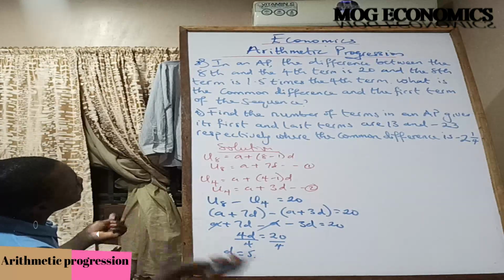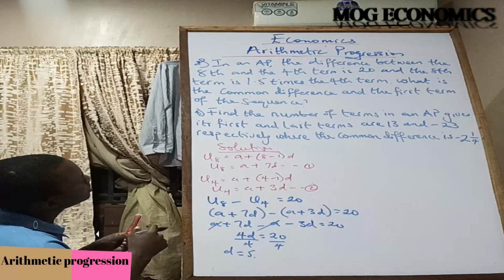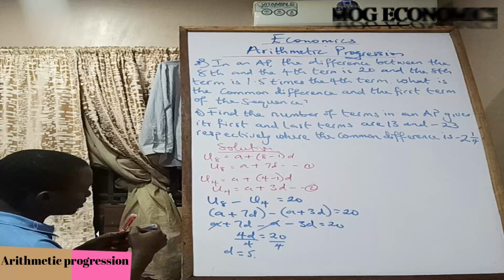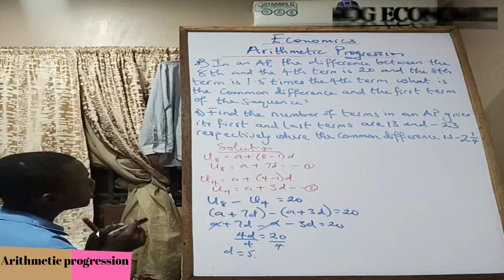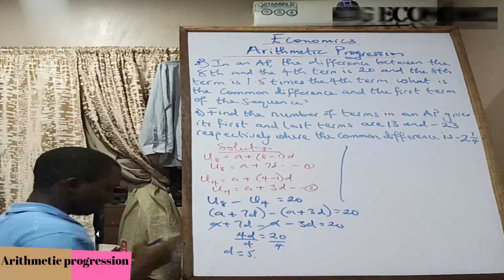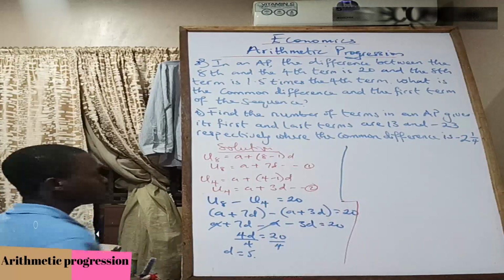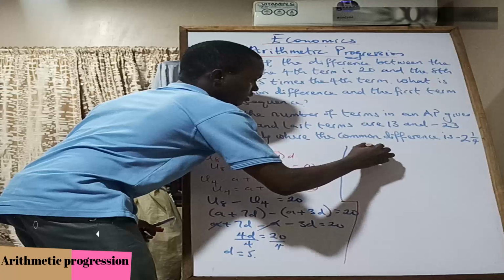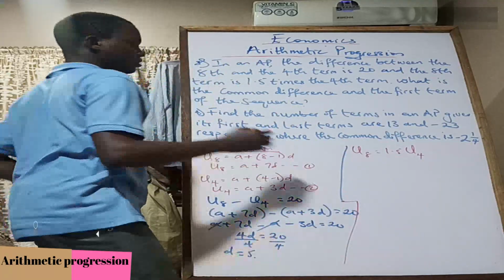The first question even said, what is the common difference? So we've gotten that common difference to be 5. And then it says, what is the first term of the sequence? The first term of the sequence, that means what is A? So what can we do? There's another piece of information in the question that says the eighth term is 1.5 times the fourth term.